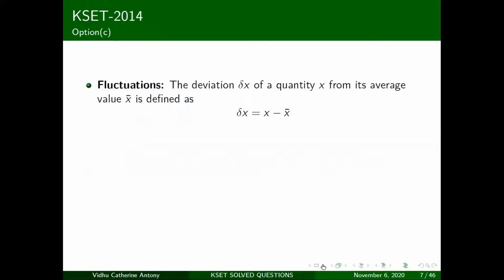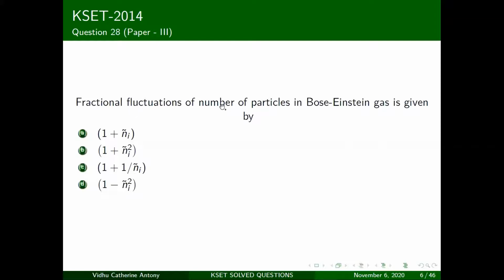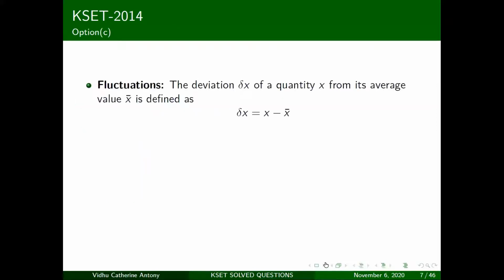Okay, so let's understand fluctuation in a basic way. Any kind of fluctuation, not just fluctuations in the number of particles, but fluctuations for any kind of quantity, say x. So the deviation delta x of a quantity x from its average value x bar is given by this. So how do you define it?